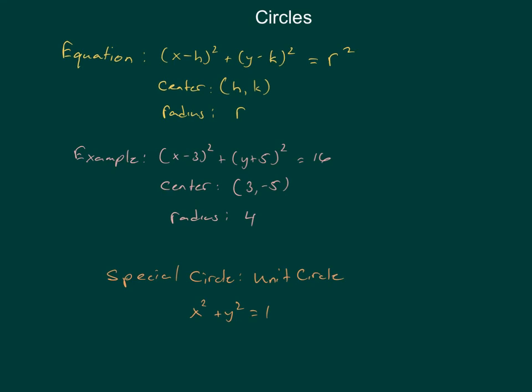Another circle that you should be familiar with and have seen before is the unit circle, whose equation is x squared plus y squared equals 1. You might remember this circle from Algebra 2, where you worked with it in trig. We'll end up using that quite a bit there.